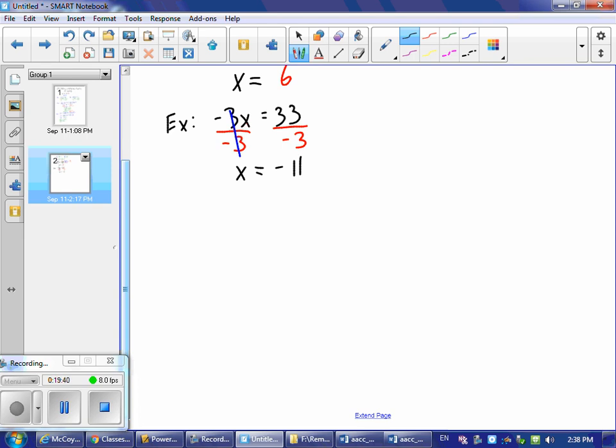And again, if you would plug negative 11 back into the original equation, you would get negative 3 times negative 11, which is positive 33, and that would work. So when it's a little bit more difficult to see, is something that might look like this.